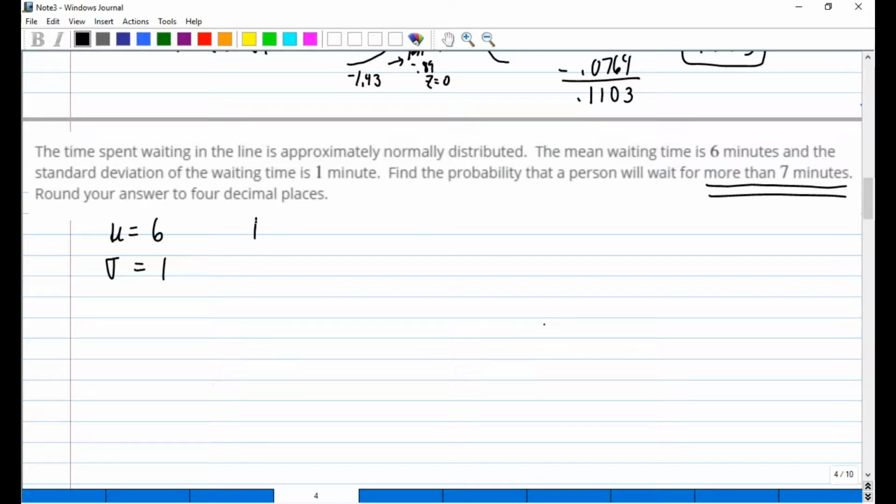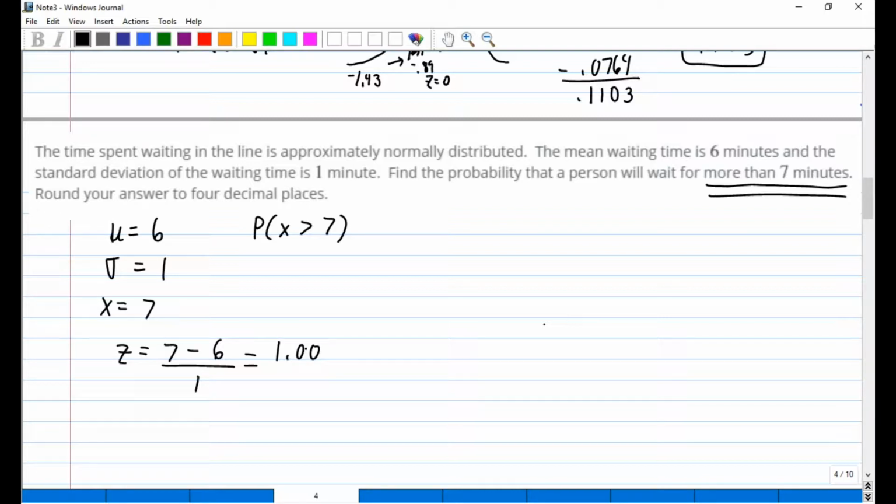So we're figuring out the probability that x is greater than 7. So that means x equals 7 for us. We need to figure out the z-score first. So z equals x minus mu over sigma. All right, so that's going to be what?